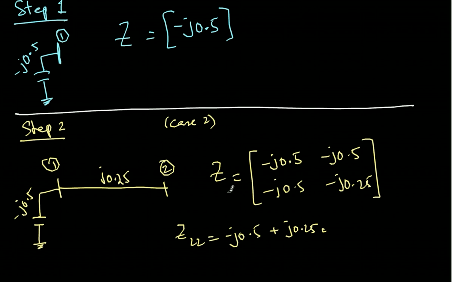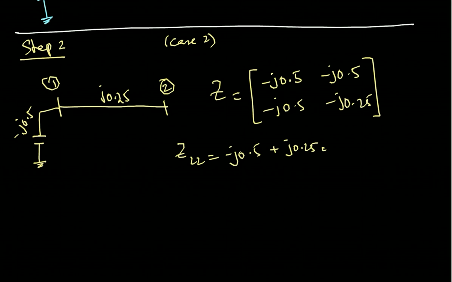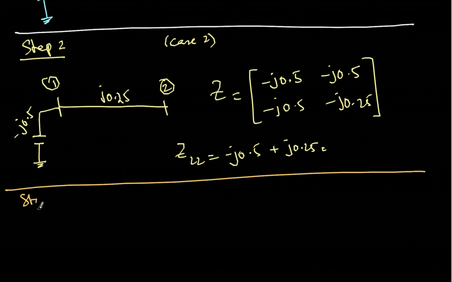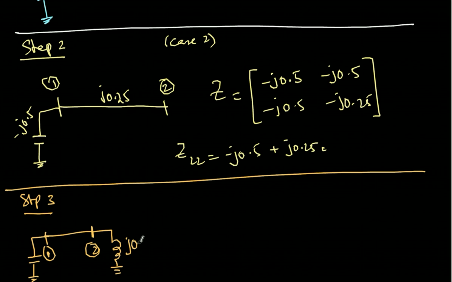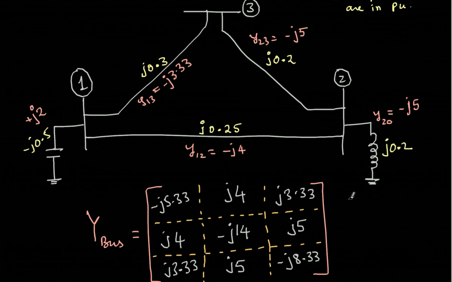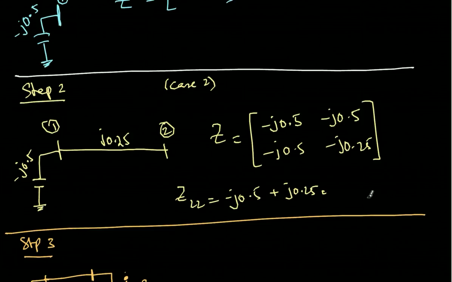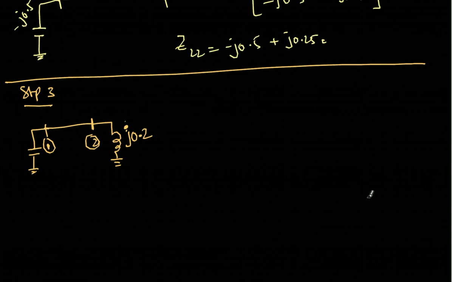The next step I want to do is step three. So already this is added and we got bus one, and then bus two also we added. Now here I will add the reactance element to the ground. I think the impedance here is 0.2. So let me verify. Yes, here it is 0.2. So adding a shunt element to an existing bus. So this is like a case 3.